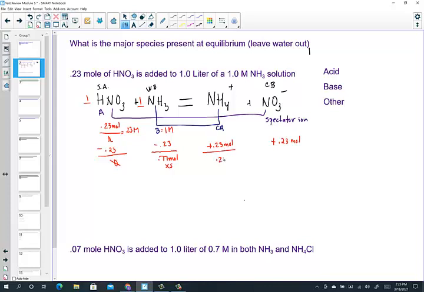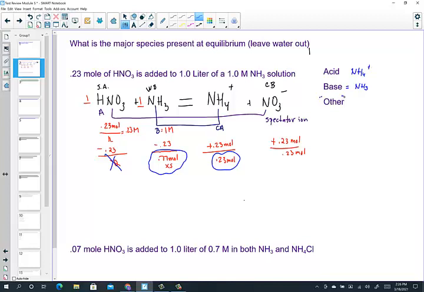So what's present when this reaction has reached equilibrium? Well, we can see that we have 0.77 moles of ammonia. That's the base present in this solution. The strong acid has been consumed. The HNO3 is not present, but the conjugate acid, ammonium, is present. There's our NH4+.